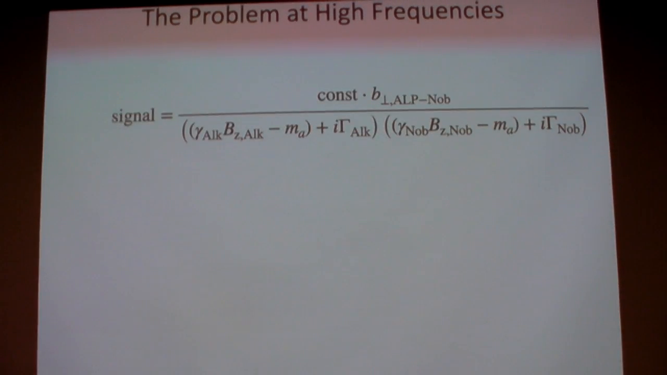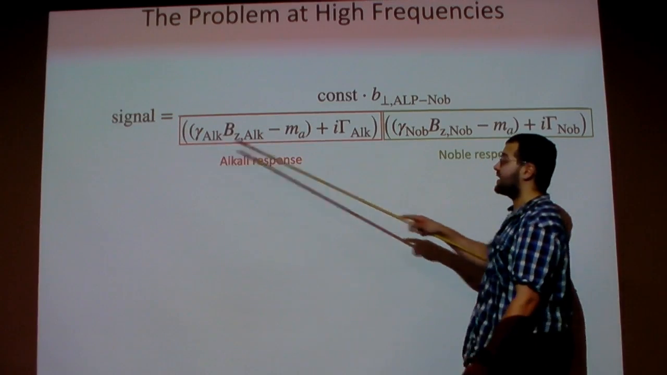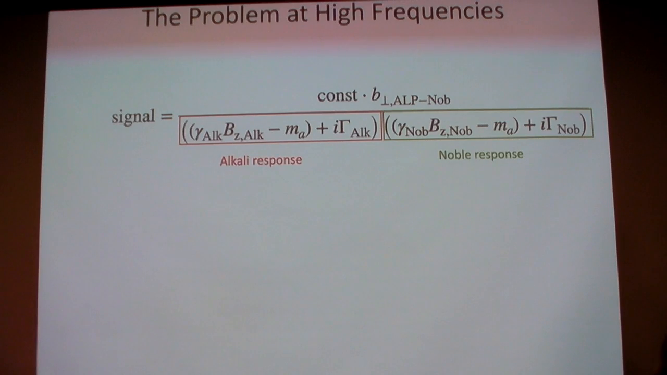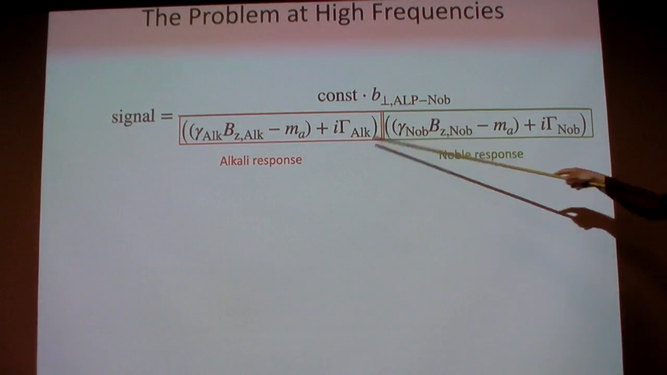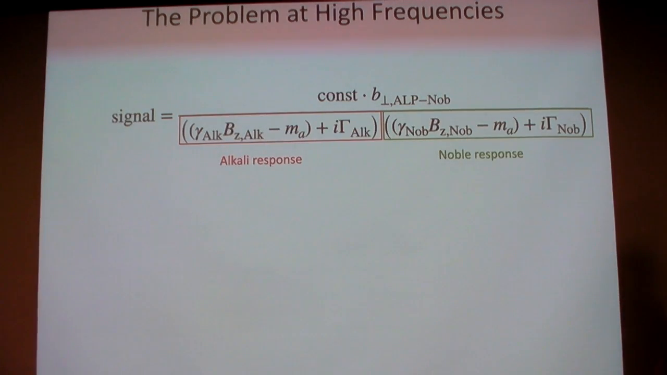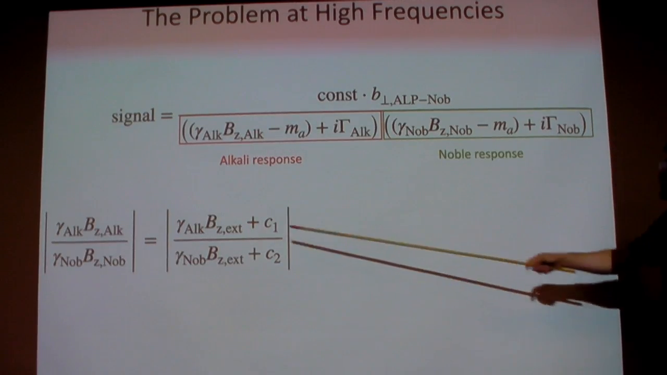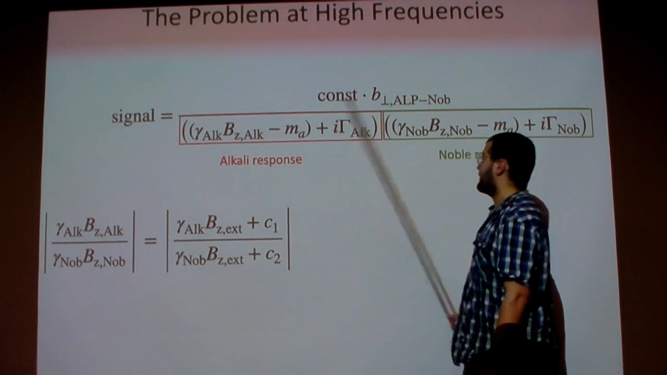So we had this very nice equation, and we can of course note that this thing is coming from the alkali response. This thing is coming from the noble response because we're measuring the noble gas through the alkali, through the lasers. So there's 2 parts here, the alkali and the noble, and we need them both essentially to be on resonant. However, we can look at the ratio between their two resonance frequencies. So this is simply this divided by that.